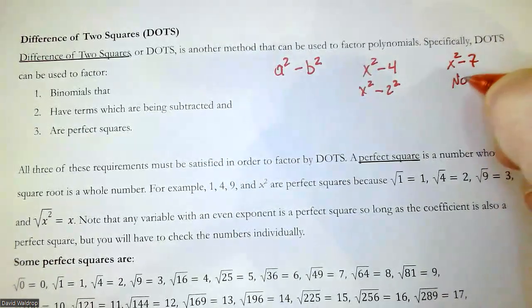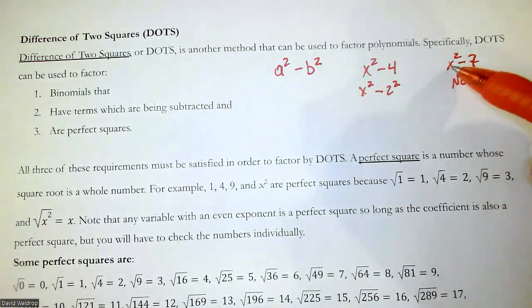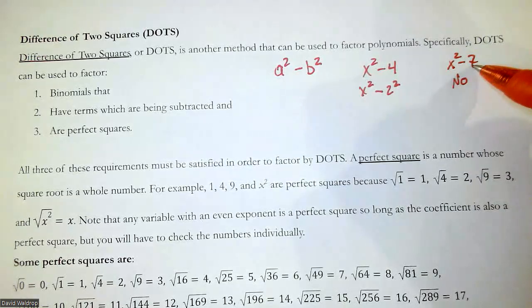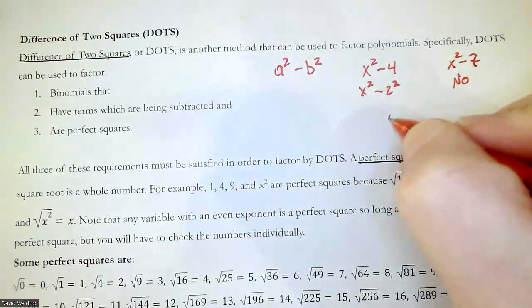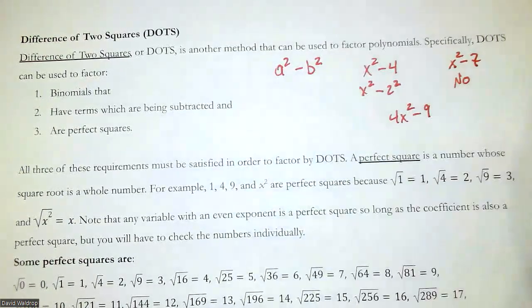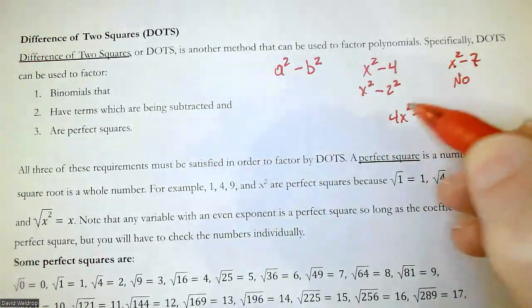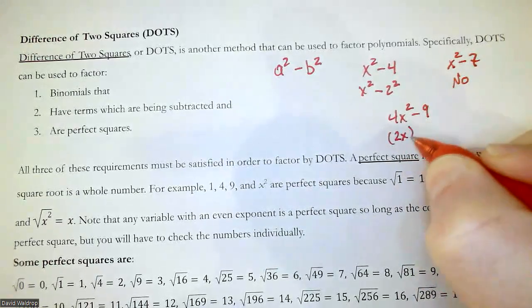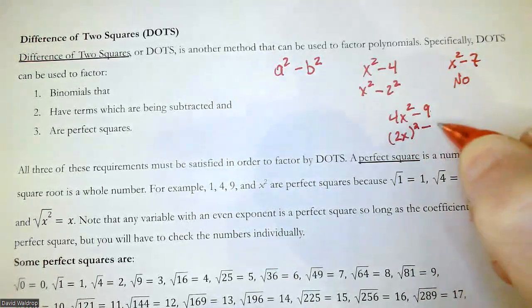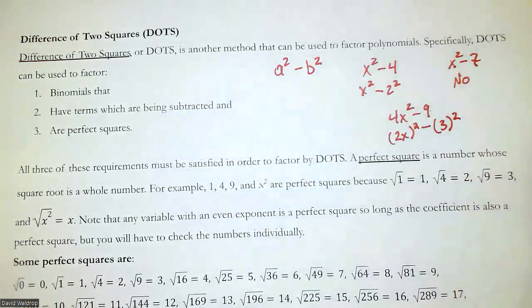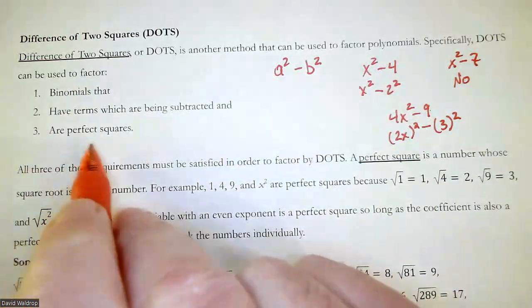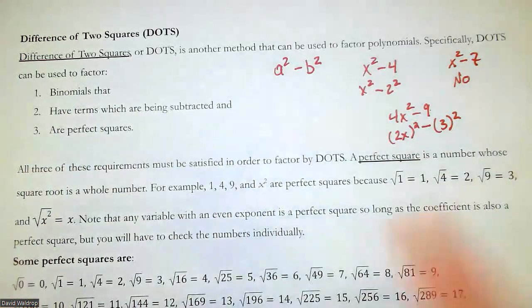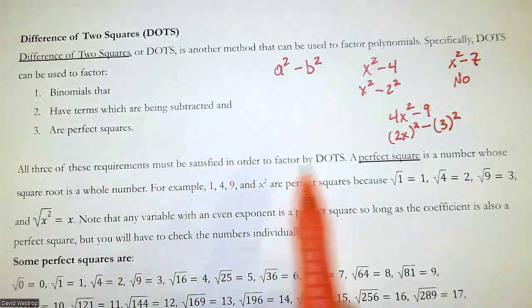This other one would not be, so this is a no. I can take the square root of that nicely, but I can't take the square root of 7 nicely. And it could even be something that looks like this, because I can take the square root of that. That would be 2x, and I put a square there. The square root of 9 is 3. So I can use this. These are perfect squares, there are 2 of them, and they are subtracted. They hit all 3. So all 3 of those requirements must be satisfied.